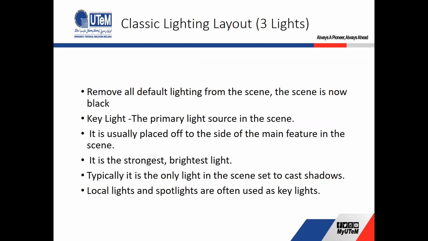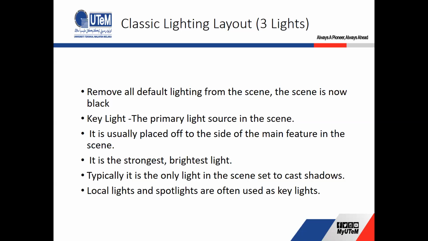Key light is the primary light source in the scene. Later I will explain to you. Actually, in the scene we have a primary light and other additional lights. It is usually placed on the side of the main feature in the scene. This is the strongest and brightest light. Typically, it is the only light in the scene that is set to cast shadow.